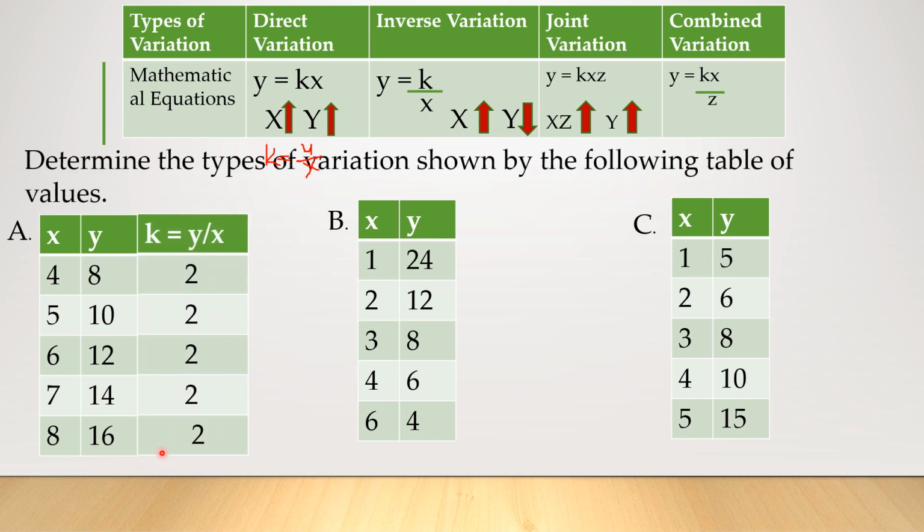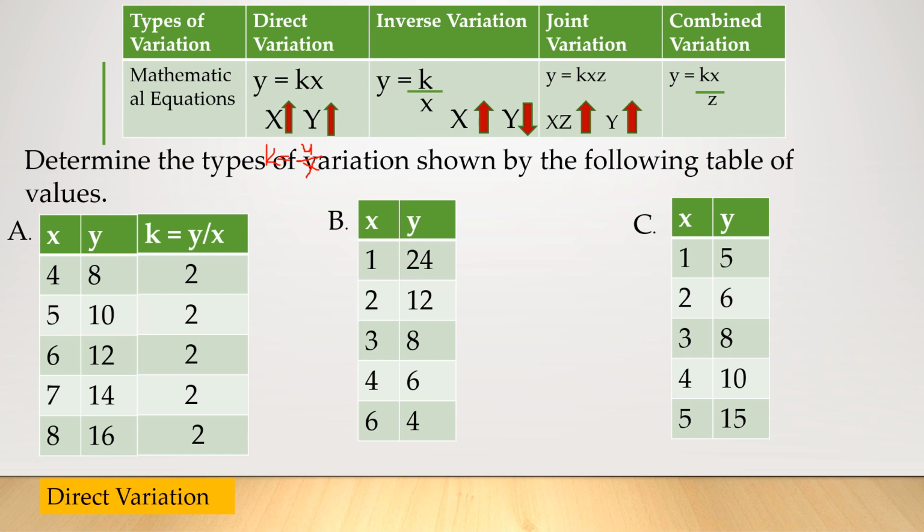Okay, yes, k is equal to y over x. They are all equal to 2. It means that this is direct variation. So the first one is direct variation. Okay, next, the second one.